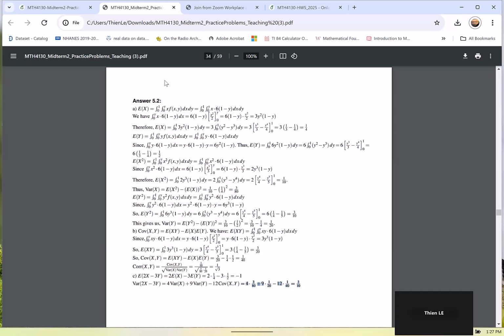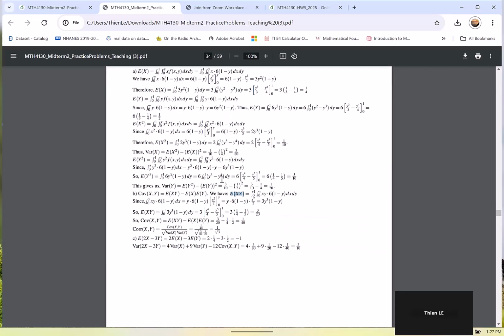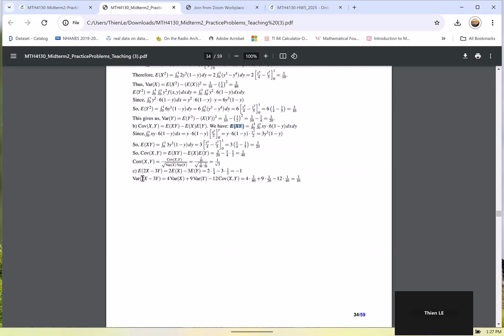So again, more or less for this problem, you need to compute E[X], E[Y], E[X squared], E[Y squared], and E[XY], right? And if everything is calculated correctly, you should be able to plug in to find this value: the covariance, the variance, the correlation, right? Or maybe some kind of linear combination.